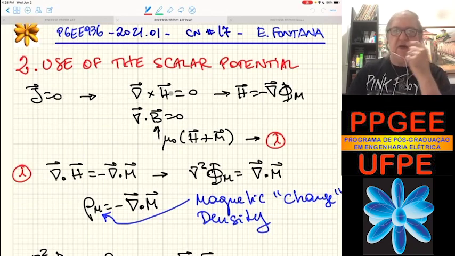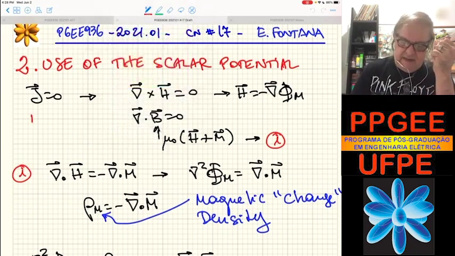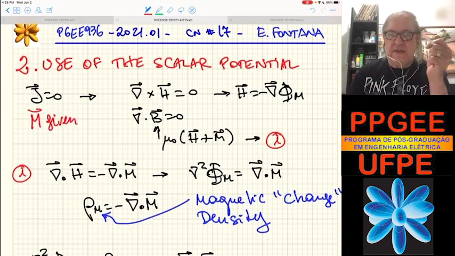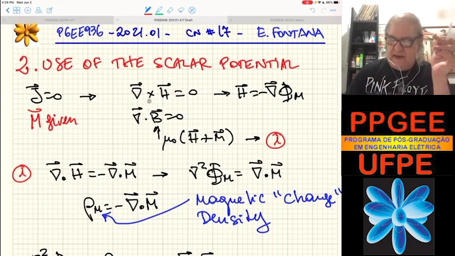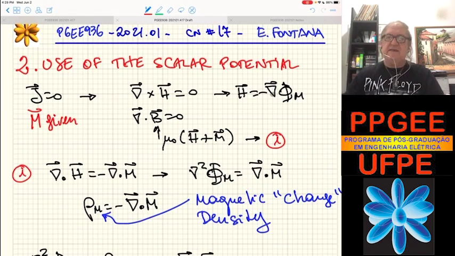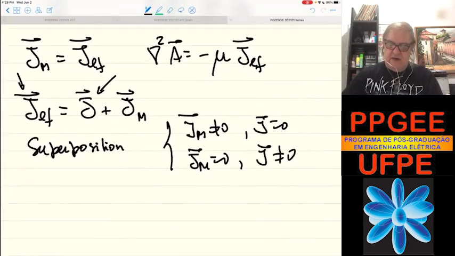So if J equals 0, curl of H is 0 and M is given. Non-linear medium with M constant, independent of the B field applied or H field applied. Curl of H equals 0 means that H equals minus gradient of the scalar potential, and divergent of B equals 0. And again, constitutive relation, right? So you're going to have divergent of H, as I did before, right?